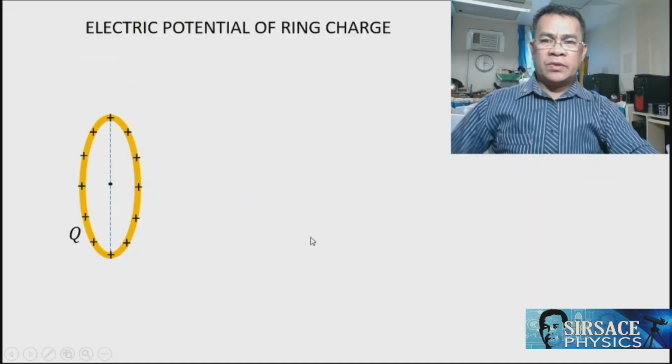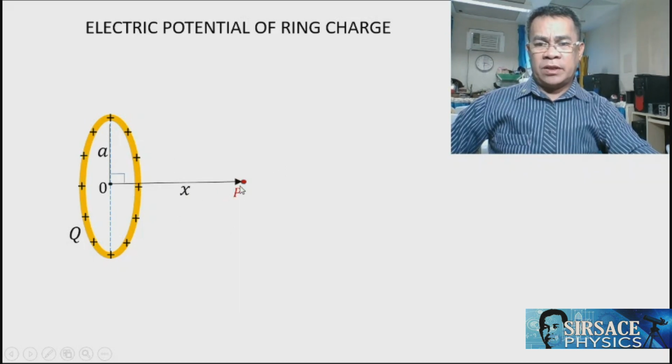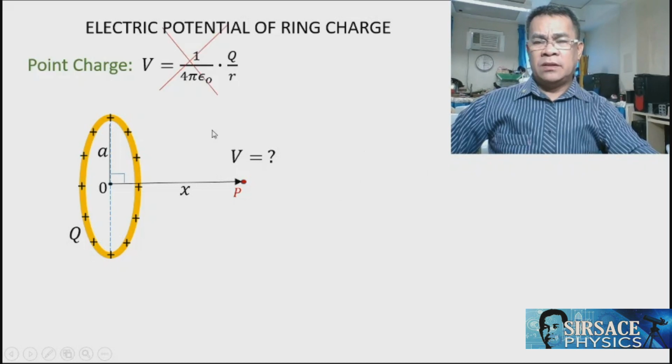Okay? So the question is, is this applicable to a ring charge? Meaning, if we are asked how much is the electric potential at point P from the center of the circle towards that point, is it the same? 1 over 4 pi permittivity Q over R? The answer is no. Why? Because this 1 over 4 pi permittivity Q over R is intended for point charge only.